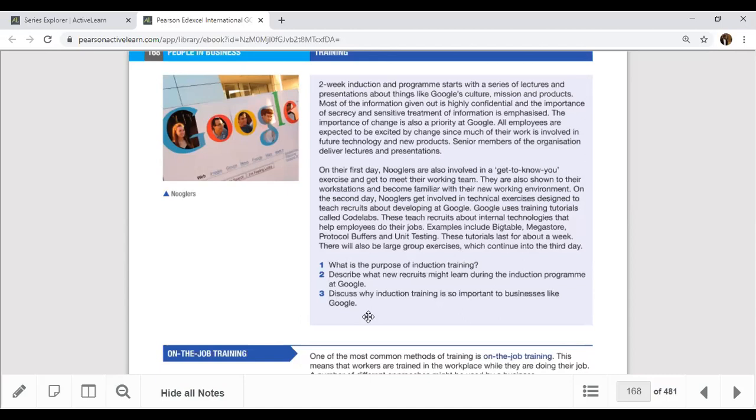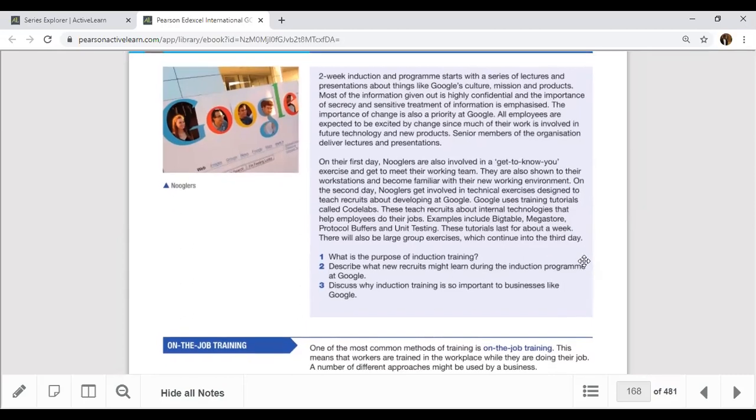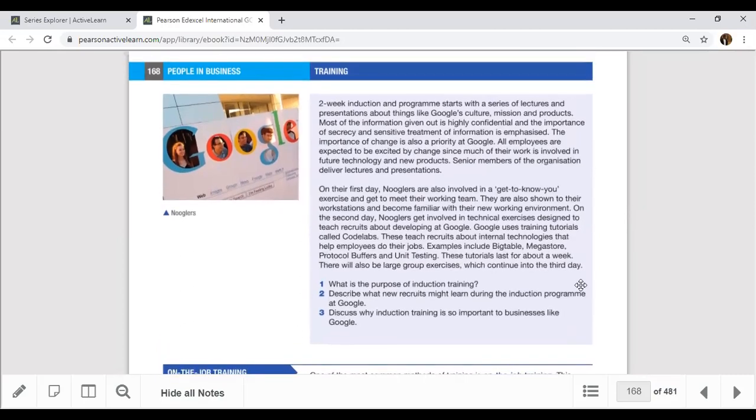Most of these lectures and presentations for Nooglers are given by the senior staff at Google. That's another thing. The senior employees give these lectures and everything to the new people, and this suggests that Google attaches a great deal of importance to induction. That is a typical example in our case study, given in activity number one. So I believe you now have a good understanding of what is meant by induction training.